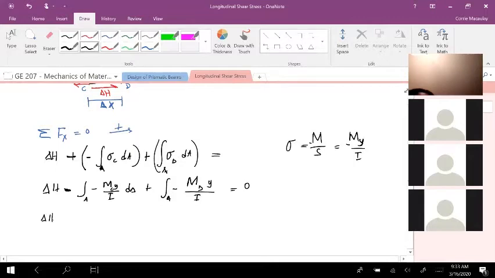So delta H, if I move all that over, that's minus, minus, but if I move it over, it still is minus. So that's minus MC over I. And dA is just, let's see, Y dA, that's what I'm left with. Right, because the moment is going to be constant, the I is going to be constant, so I can take those out. And then I move this negative.